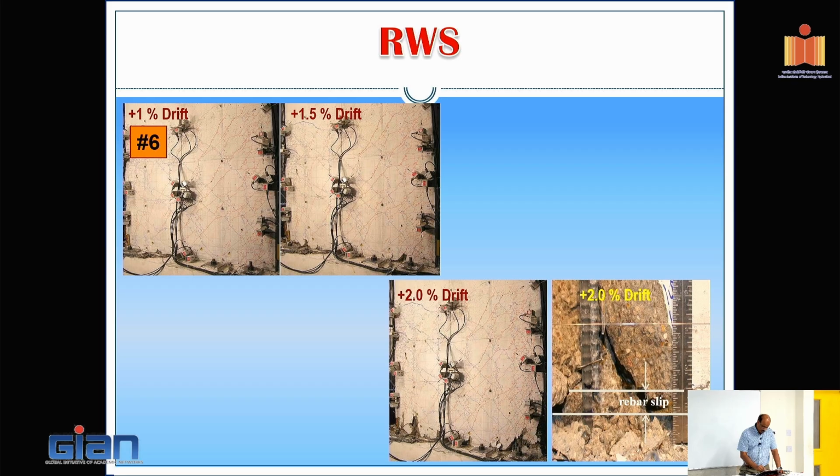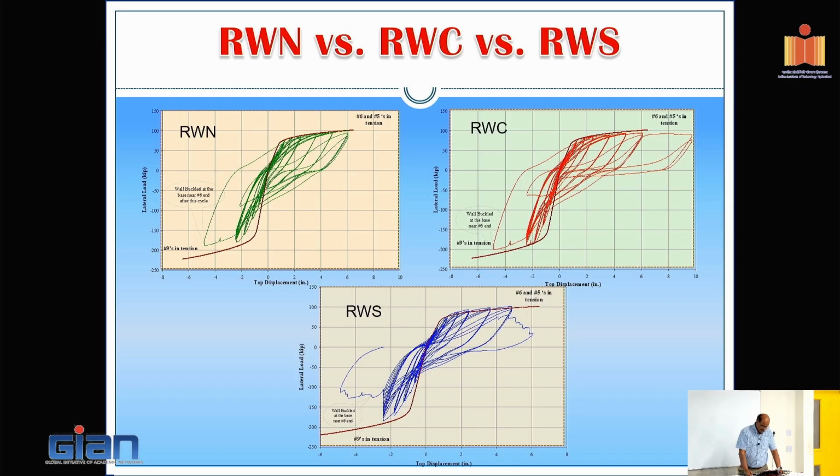Now, if you look at the force displacement cycle, you could see that they are not quite identical. Certainly the RWS with the splice has lower resistance and failed a lot sooner. The other two have some resemblance, but you could see the RWC provided a much fatter loop than the RWN. RWC is the one with the coupler.